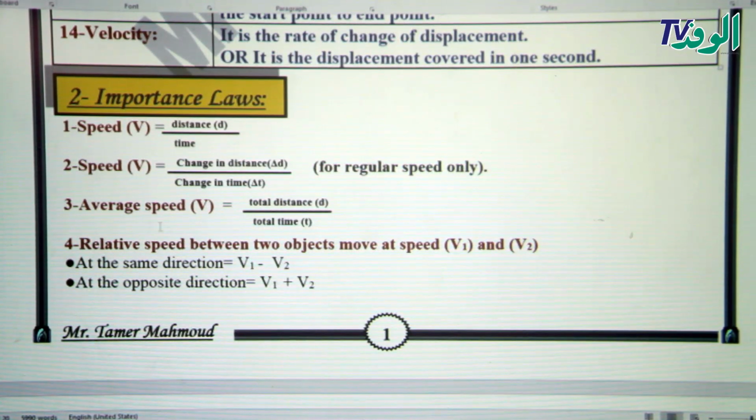The last law in this lesson was the relative speed between two objects. Remember the object? Relative speed depends on the position of the observer. Yes, very good. If the two objects move in the same direction, what was the relative speed equal to? Excellent, the difference between them, v2 minus v1. While if they move in the opposite direction, it can be obtained by v1 plus v2.